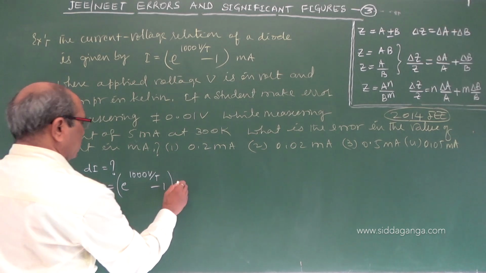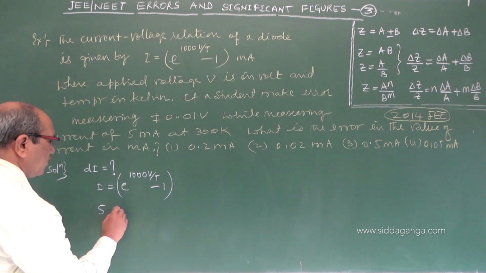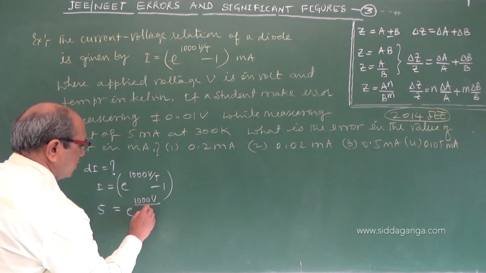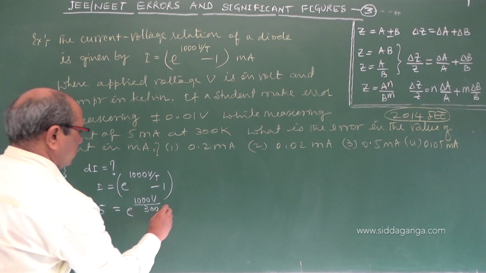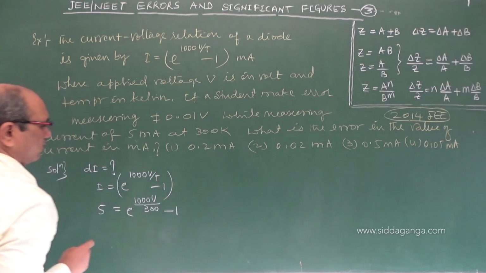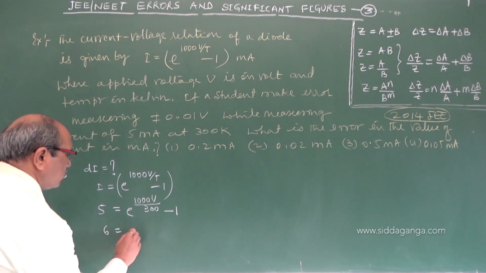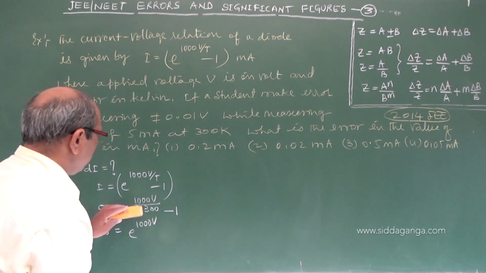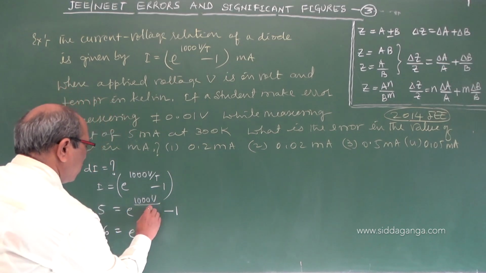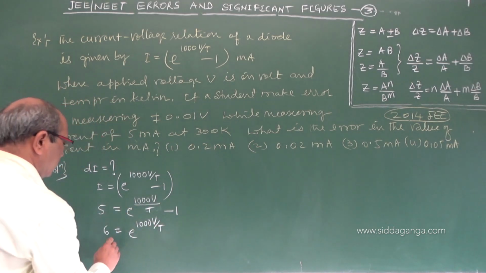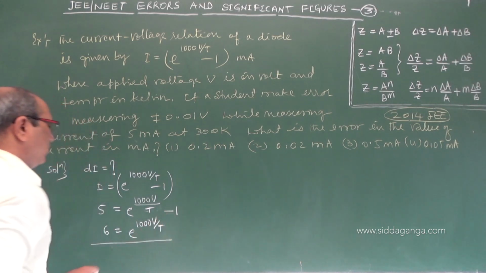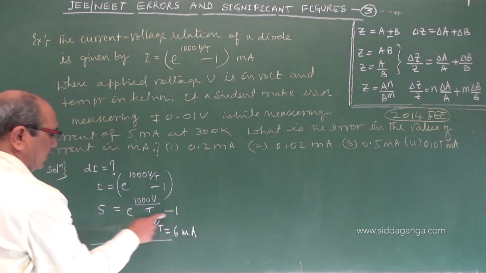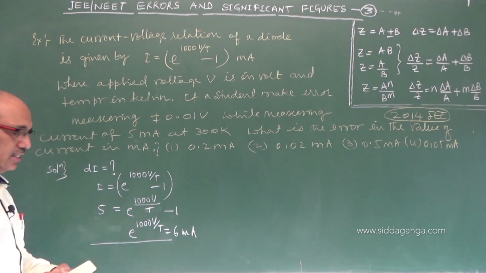We can substitute here. 5 equals e to the power of 1000 volt by 300 minus 1, or it becomes 6 equals e to the power of 1000 volt by T, let it be T only. If needed, we can substitute. This is 6 milliamps, because the measurement is done in milliamps, bringing the 1 to this side.